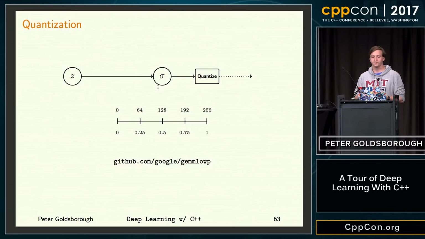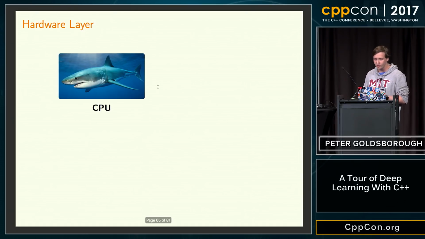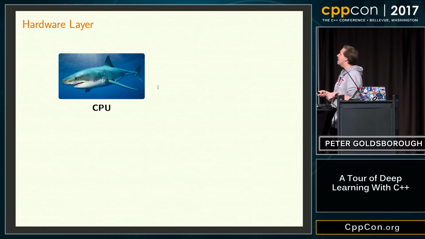Right. Now, moving on to the lowest layer of our stack, which is hardware. I want to give a general idea of the kind of hardware we use in machine learning. There are three kinds of processor architectures. The first two are kind of obvious. The first one is the CPU, and I want to make a metaphor with fish.